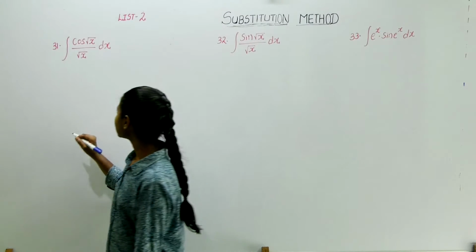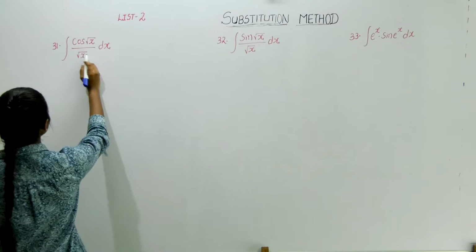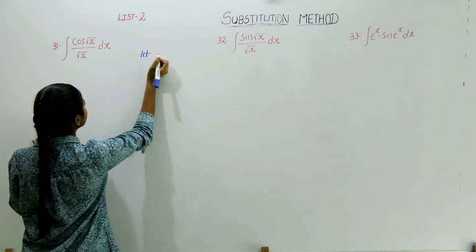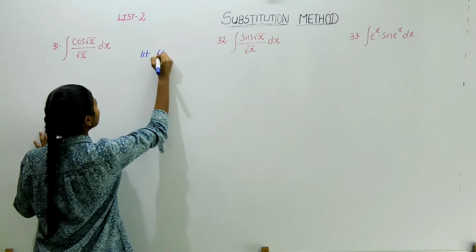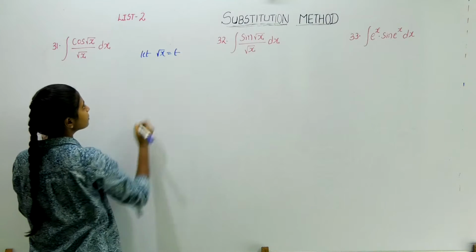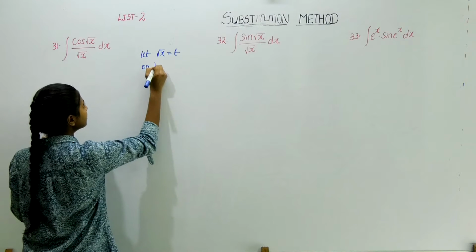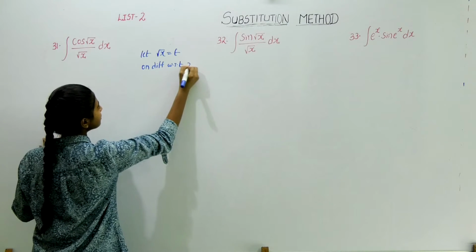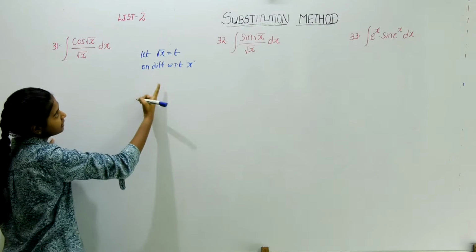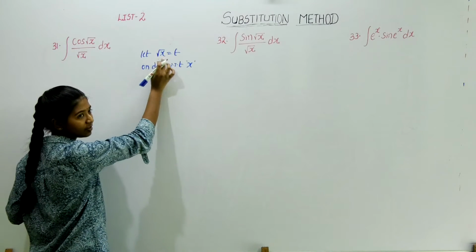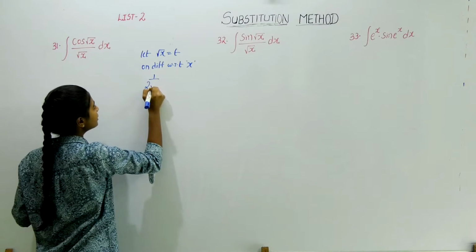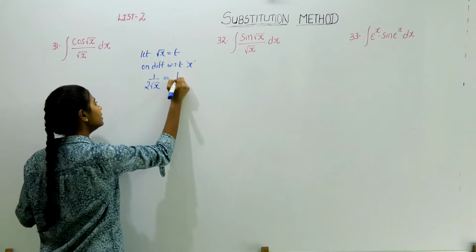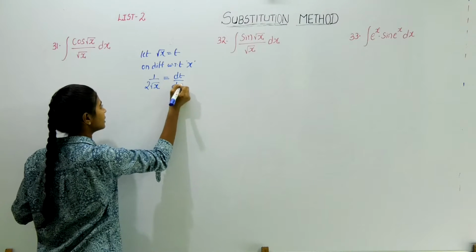Next one, 31st question. Integral cos root x by root x dx. To solve this, first let us assume root x is equal to t. On differentiating with respect to x on both the sides, we know d by dx of root x is 1 by 2 root x, which is equal to dt by dx.